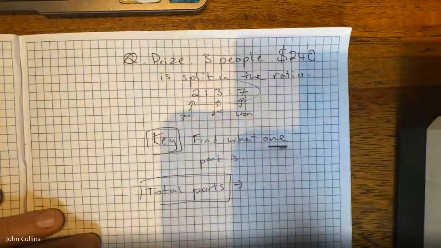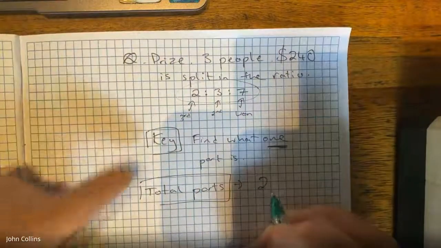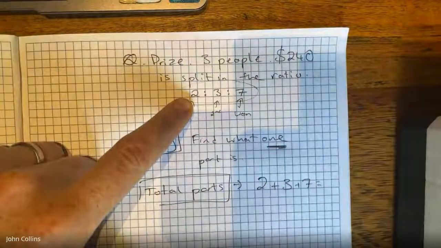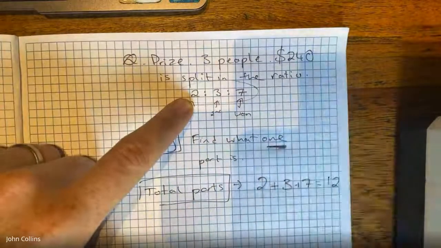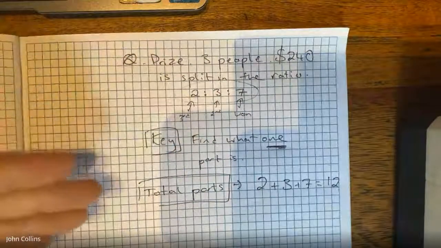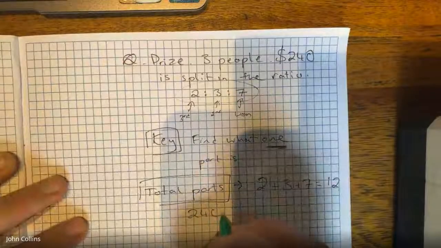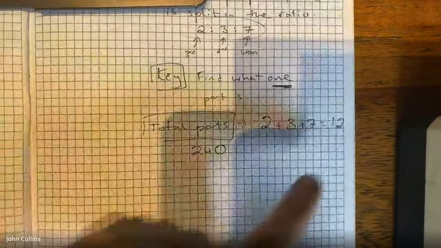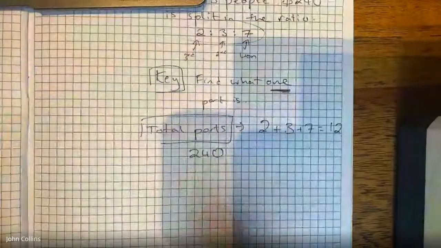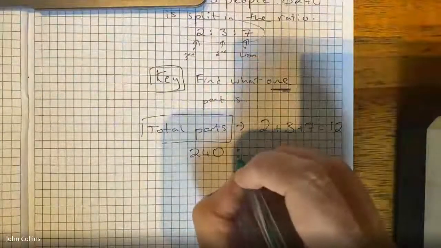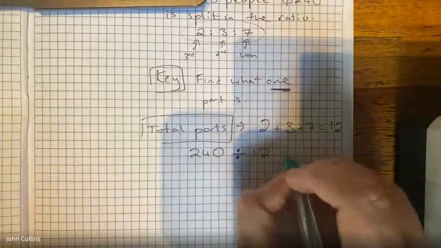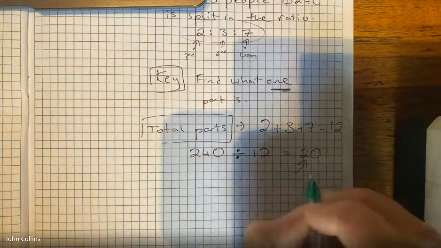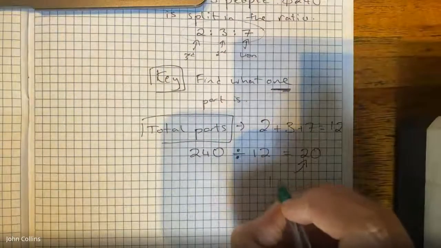Yes, Asher, 1 part would be 20. Total parts would be 2 from the ratio plus 3 plus 7, which is a total of 12 parts. So there's 12 parts to the prize. So that means my prize, 240, has to be split into 12 parts. In other words, 1/12 from fractions in the last unit. Dividing by 12 gives me that answer. You can use your calculator if you want for this, 20. And that is 1 part.